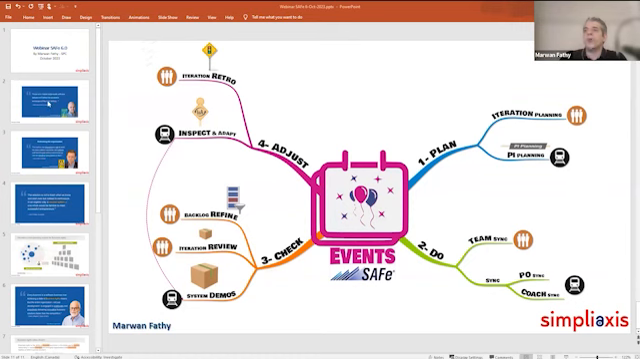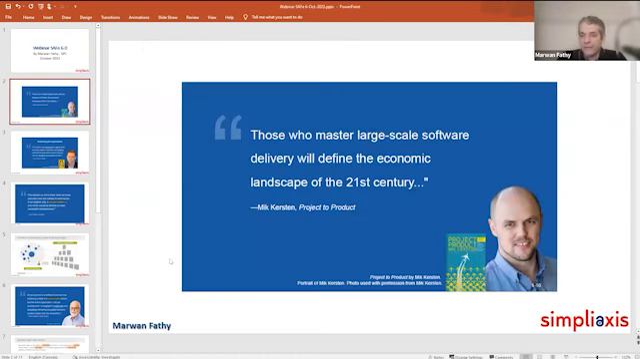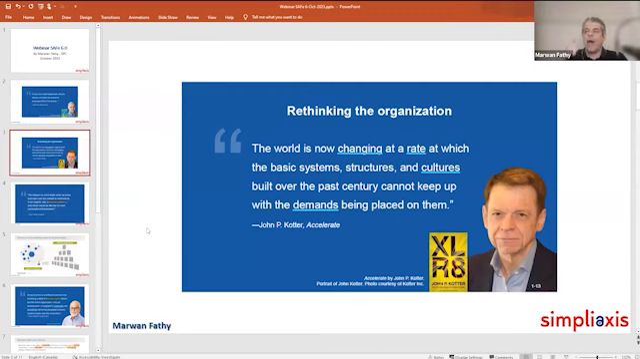Sure. So, the first slide is about how to master large-scale software delivery. That's the first big concept. The second slide is about how can you cope with the rate of change in systems, structures, cultures. How can you cope with that? The demand of the market. We need to have more modern ways of delivering value that can cope with this fast-paced environment.